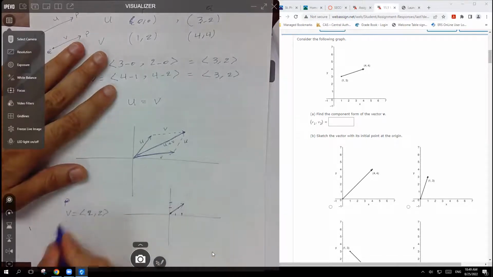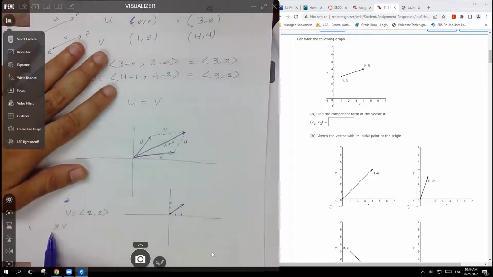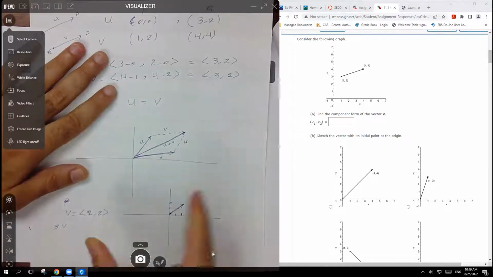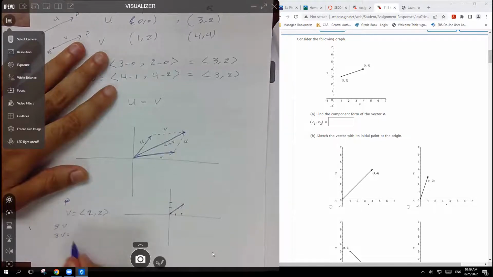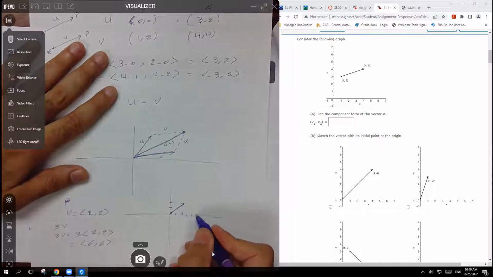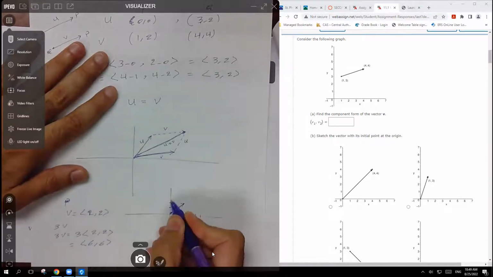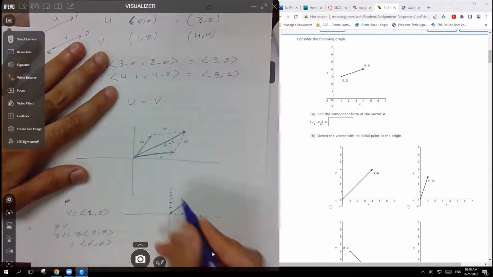If we multiply this vector by 3, 3V, this is the scalar, right? So what's going to happen to the vector? It's going to be stretched. It's going to be longer. So 3V means 3 times 2 and 2. So it's going to be 3 times 2, which is 6, and 6. Check what happened to the new vector. So it's going to be 1, 2, 3, 4, 5, 6. 1, 2, 3, 4, 5, 6.